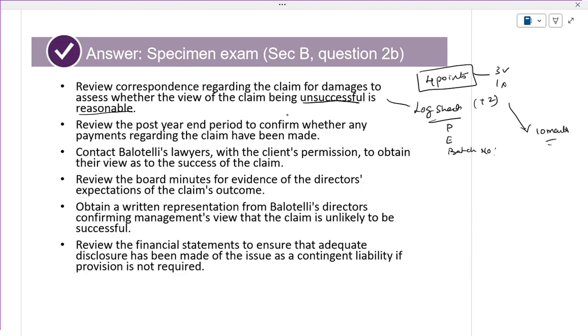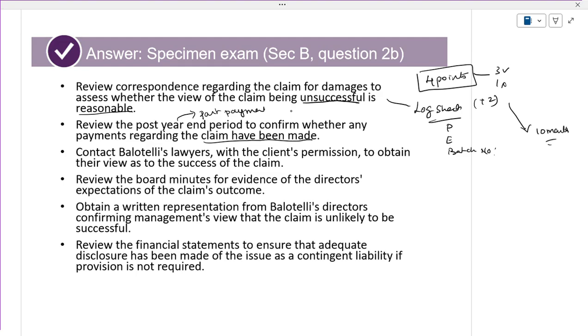Review the post year end period to confirm whether any payments regarding the claim have been made. After the year end, you have to review whether we have made any payments, part payments, to the client. If there are, then the claim is justified.